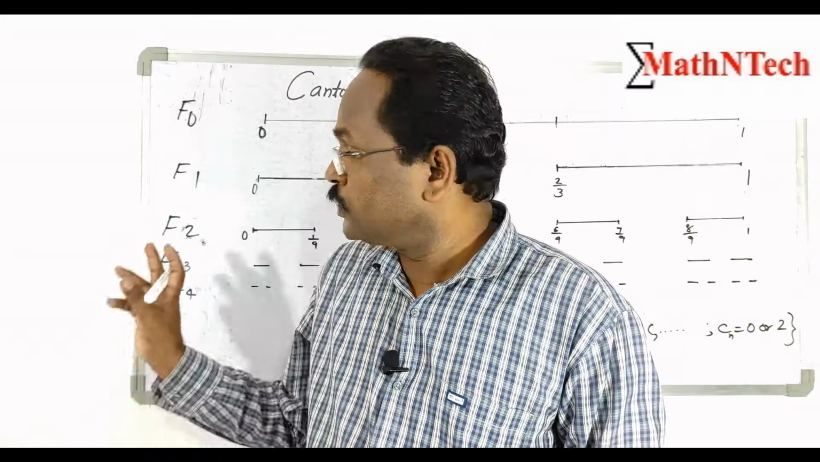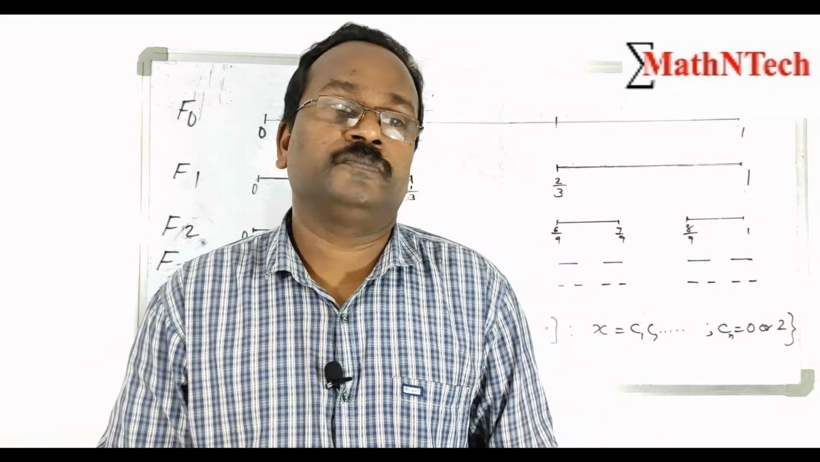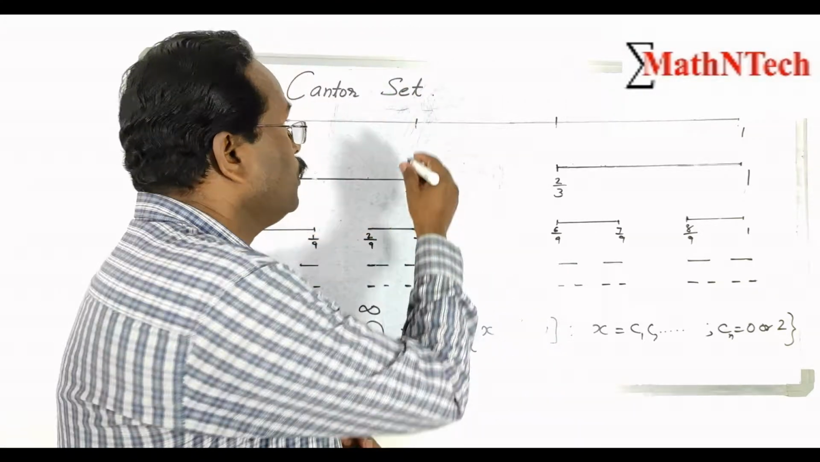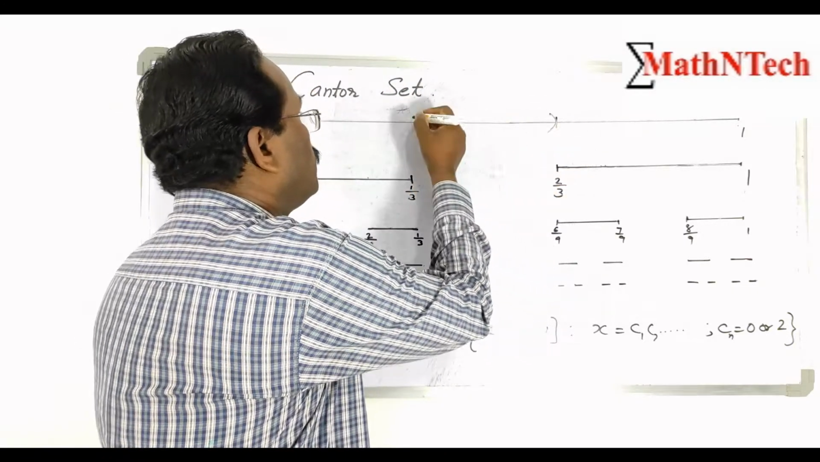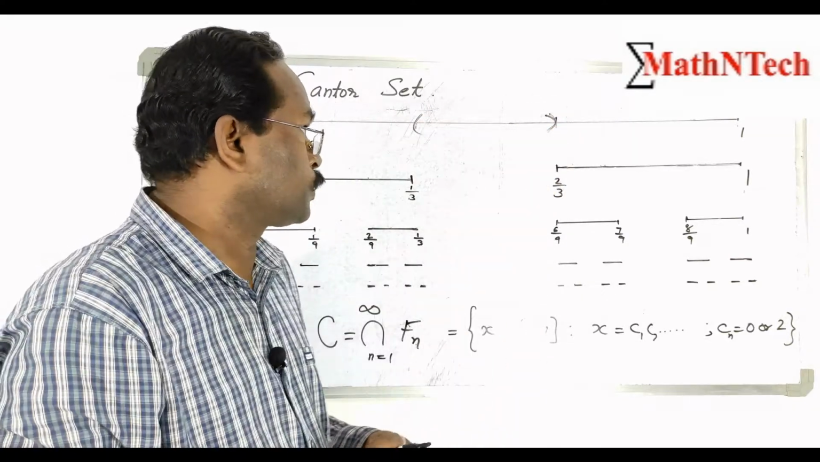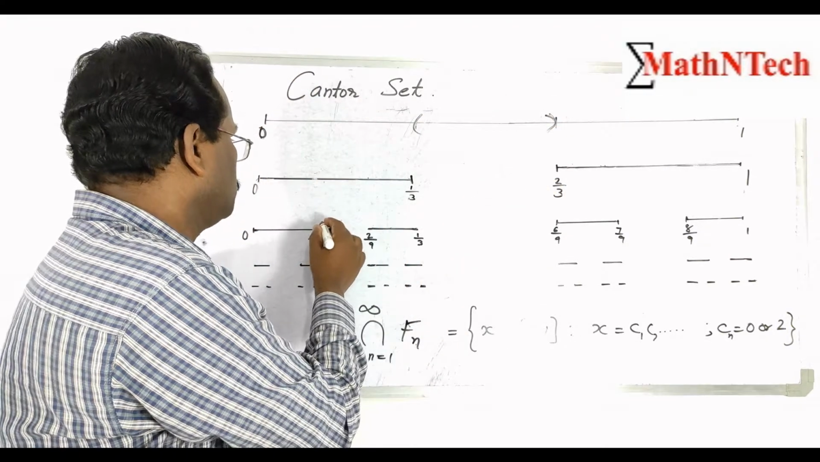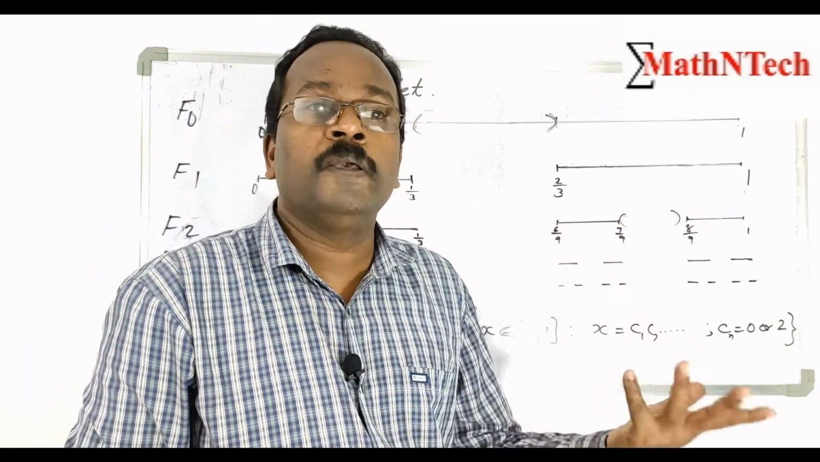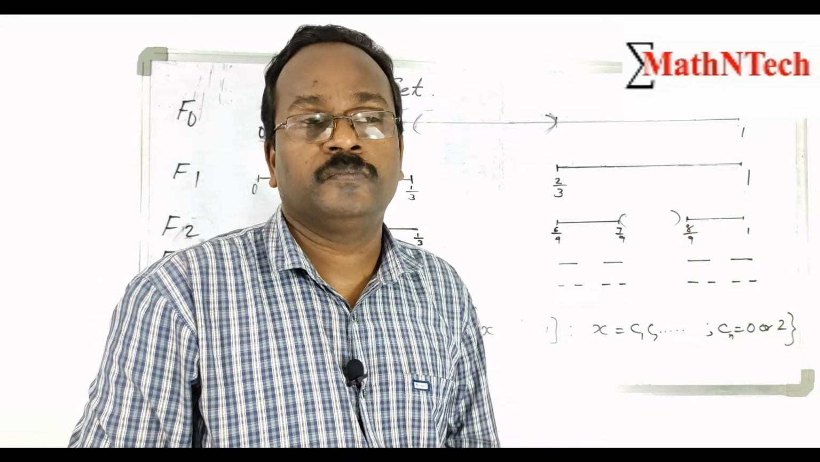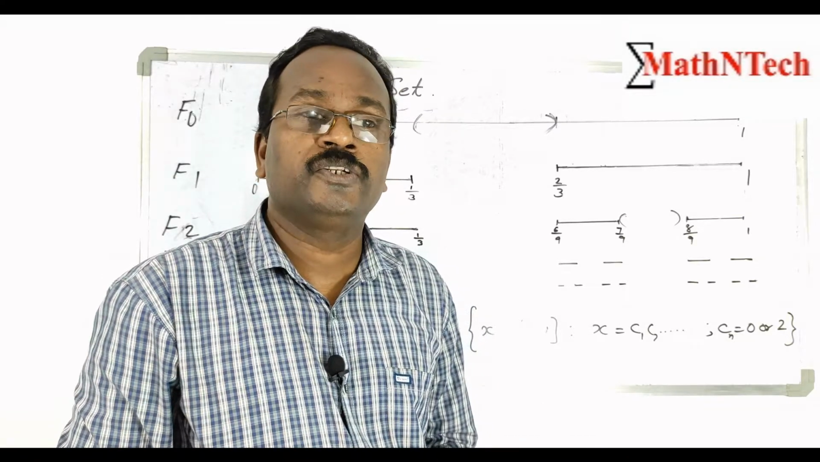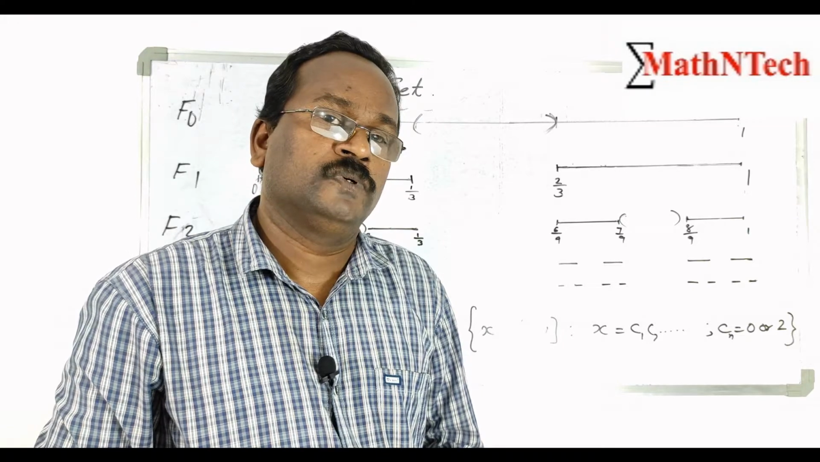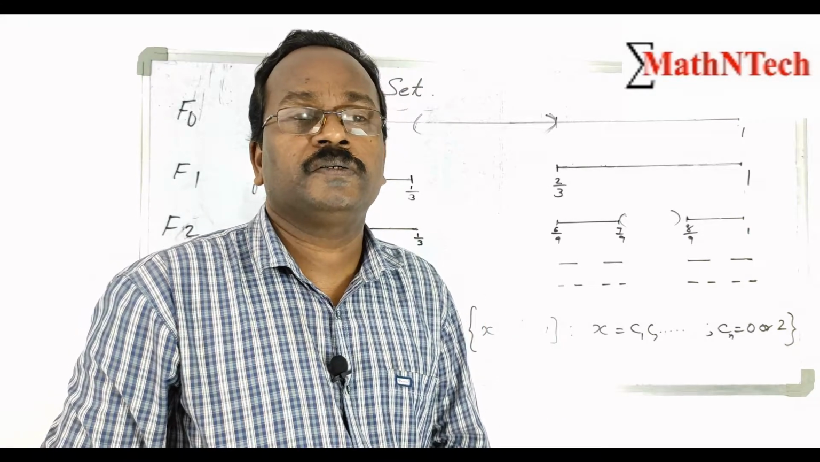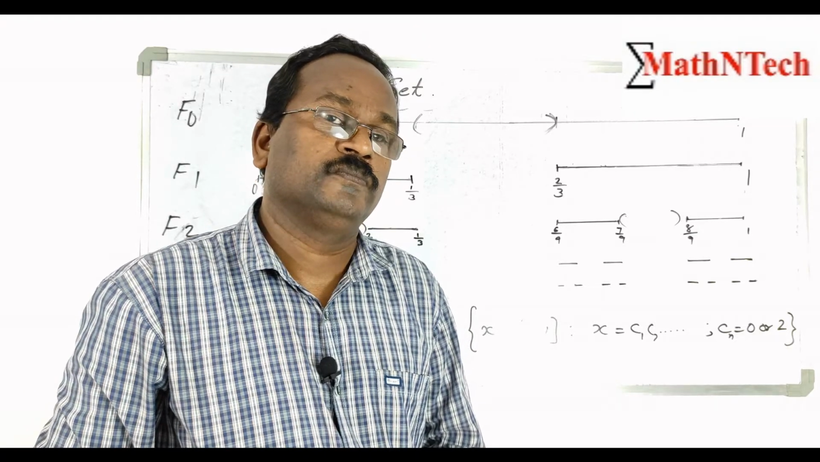Now another property: Cantor set is a closed set. Why is it closed? We remove the open middle intervals, so it is the complement of open intervals. That is why it is closed. The removed intervals are open. So clearly Cantor set is a closed set.